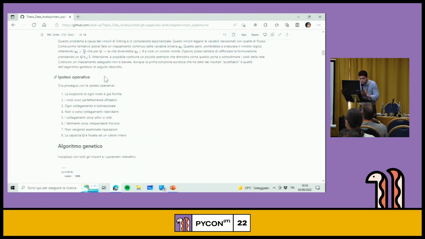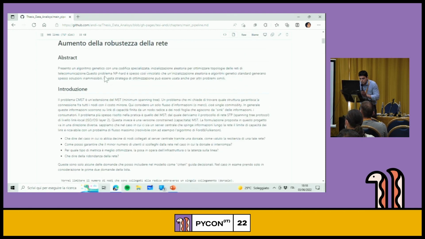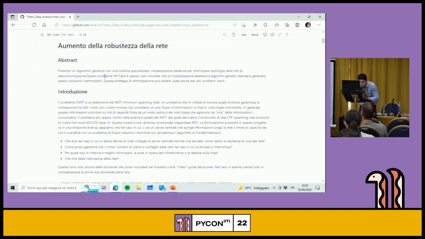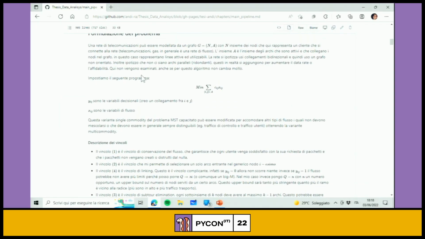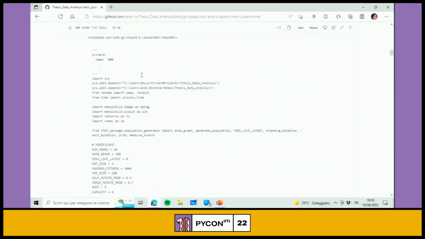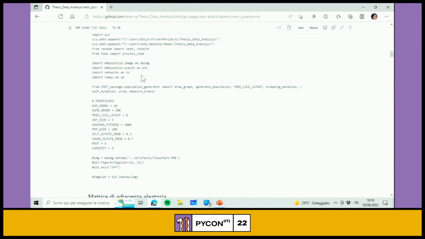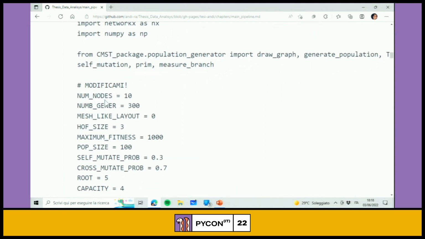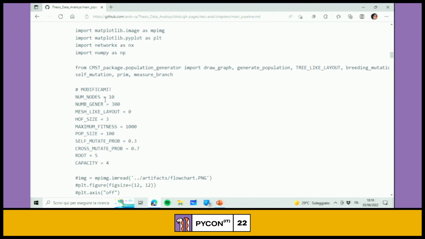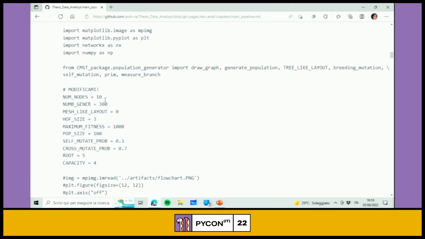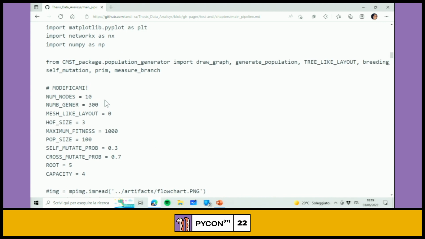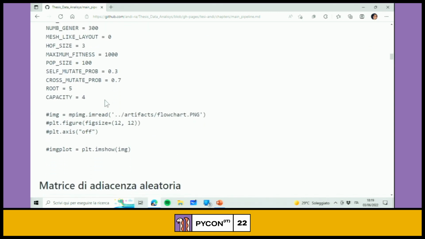Okay, so this is the Jupyter notebook about enhancing the robustness of the network. Okay, so what I need is... yes. Is it better now? Okay. So I think we will have to do with this.